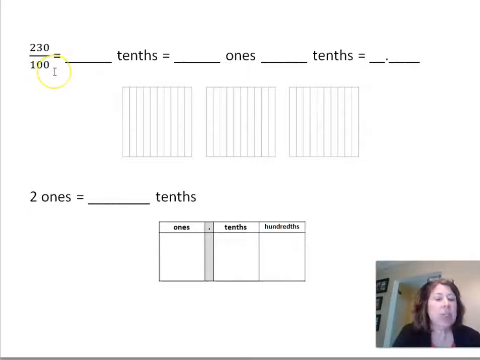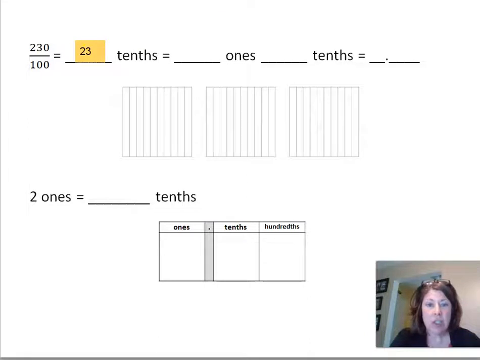So the first thing we have here is 230 hundredths. That's a lot of little teeny tiny pieces. Now remember, my model here is partitioned into tenths. If it were partitioned into hundredths, these pieces would be a lot smaller. So remembering what we did yesterday and even towards the end of last week, I know that 230 hundredths is equal to 23 tenths.